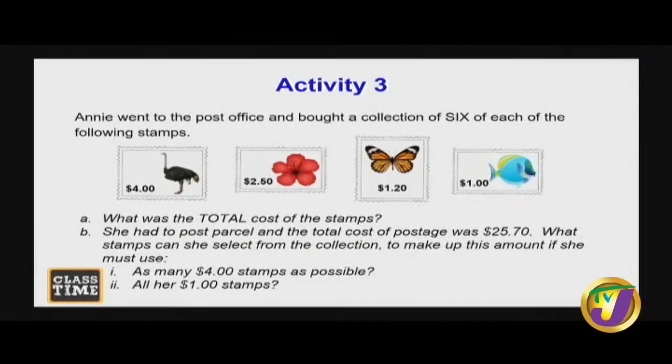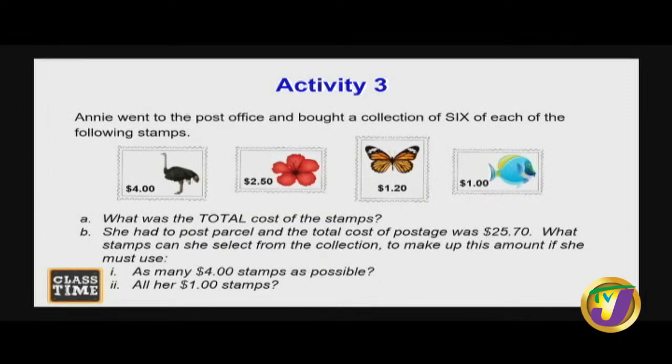Now, part A asks us, so she bought 6 of each of these stamps, and we're being asked to find the total cost of the stamps. And then we're told she has to post a parcel now. The total cost for postage is $25.70. And we're being asked, what stamps can she select from the collection to make up this amount if she must use as many $4 stamps as possible?